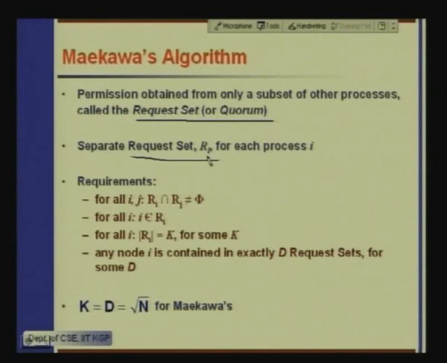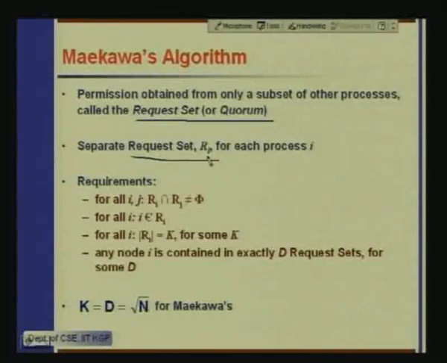Okay? So process 1 has to take permission from these processes. Process 2 has to take permission from these processes. So process i takes permissions from the processes belonging to the set Ri. Right? Now when you get permission from all the processes in your request set, you enter the critical section. Right? Now consider two processes Pi and Pj. Their request sets must have an overlap. Why? Because the process which is common in both the request sets Ri and Rj will arbitrate between Pi and Pj. That process which is in the intersection of Ri and Rj will determine at this point of time whether Pi is in the critical section or Pj is in the critical section.